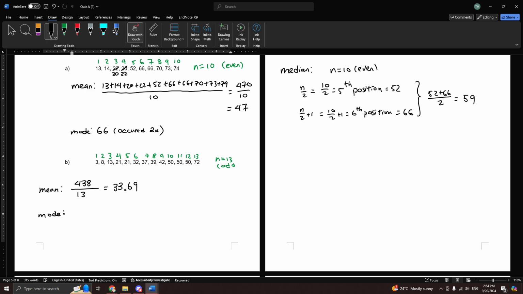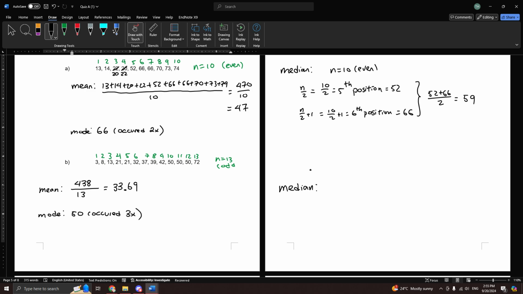My mode, we're going to look through this list together. We've got two 21s, but we've got three 50s. So, really important, don't write 21 and say that occurred twice and then write 50 occurred 3 times. I just want one number. I just want the one that appeared the most frequently. Okay? So, it's going to be 50. And we're going to write occurred. That's not how you spell occurred. I forgot the U. Occurred 3 times. All right? 50 is my mode.